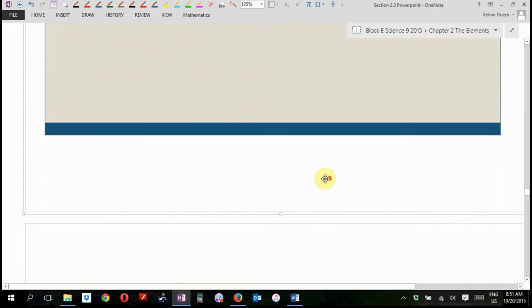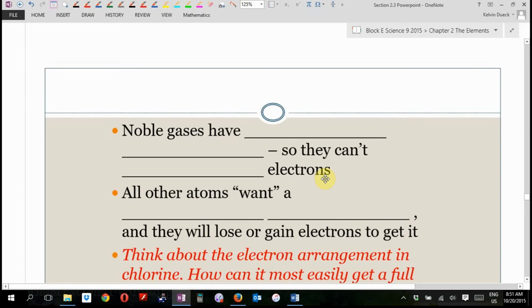So read along with me. It says this. Noble gases, got to go to my notes, make sure I get the right stuff. Here we go. Noble gases have full outer, what's the fancy word for outer? Begins with letter V. I'm going to put in brackets valence shells. So they can't lose or gain electrons. They're full up.